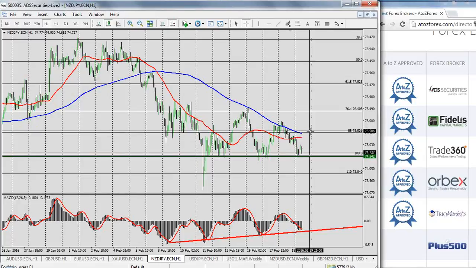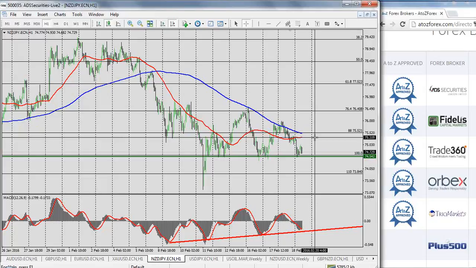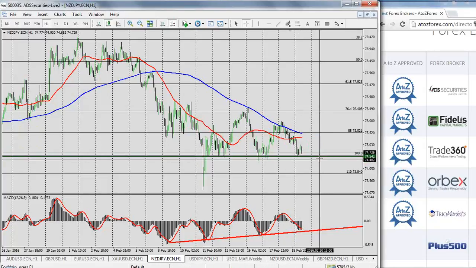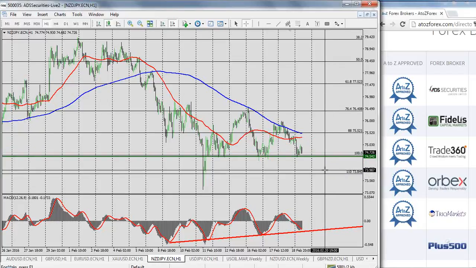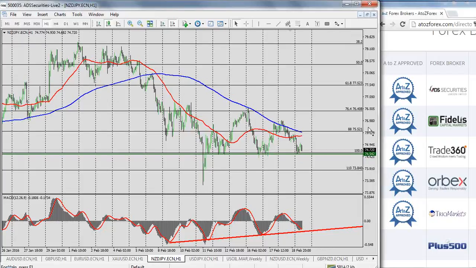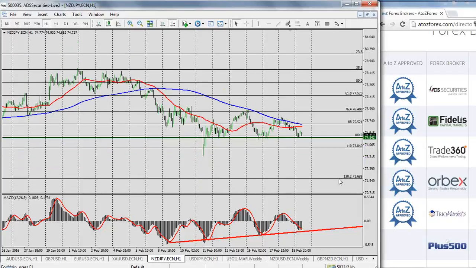So take that opportunity to sell from 75.30 level, and your first target will of course be 74.55. Second target will be 73.80, and final target that you need to exit will be 71.69 level.